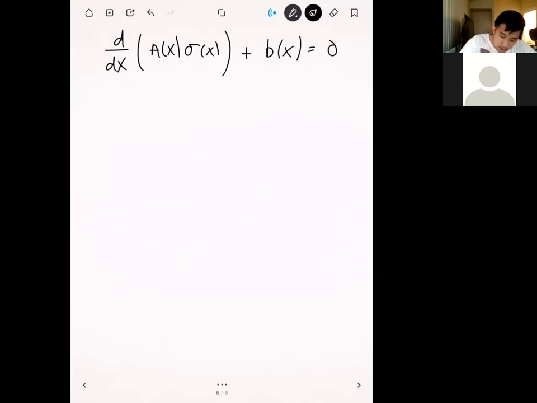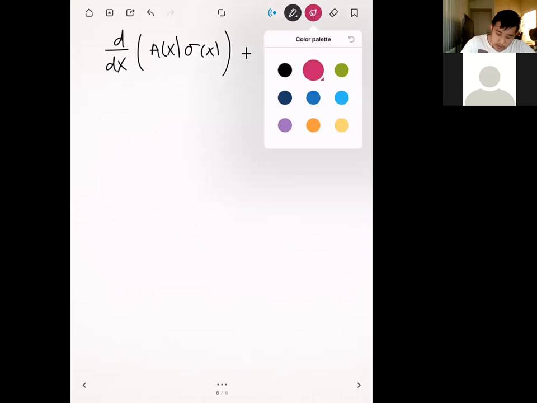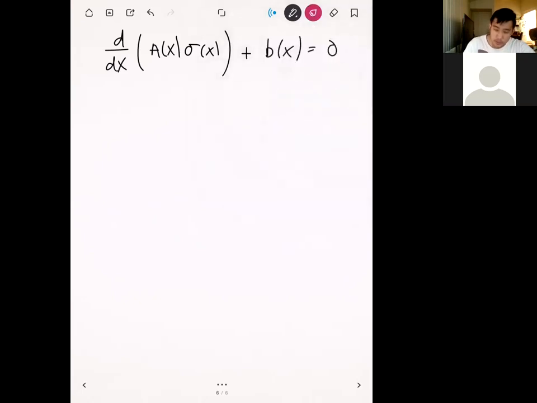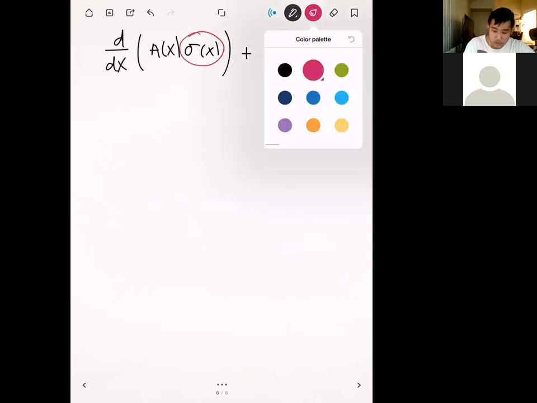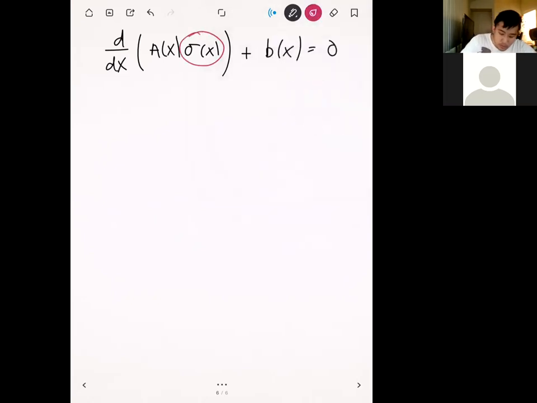And so if we plug this in for n, this is our differential equation right here. We have d/dx of n, but now n is equal to A of x sigma of x, plus b of x equals 0. But we're not quite there yet because this is not yet in terms of displacement. In particular, we can put this stress term in terms of something a little bit more convenient.